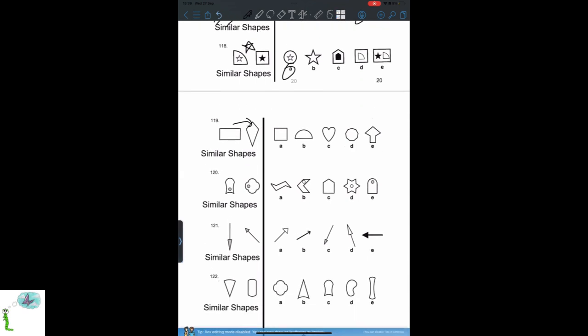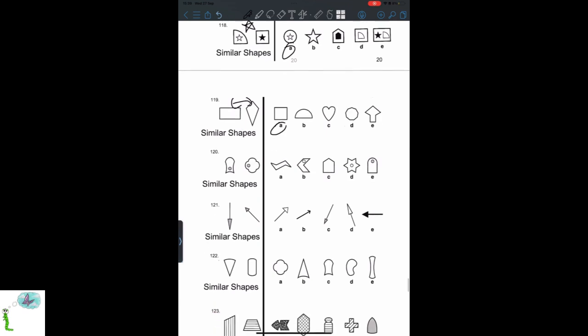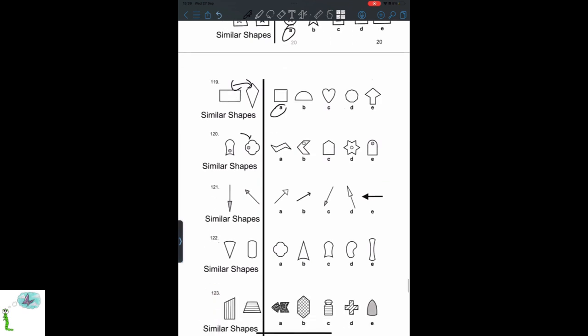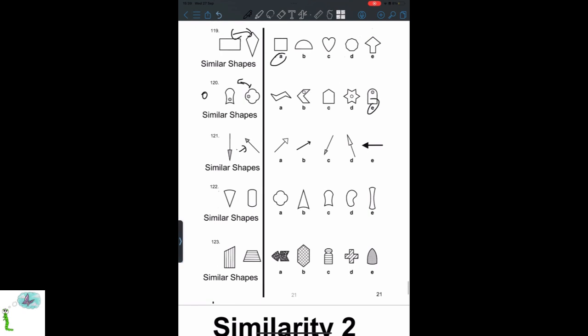What's similar between these two? They both have four sides. Which one has four sides? A. What's similar between these two? They both have a grey circle. Choose the one with the grey circle. What's similar between these two? Both grey arrows. So choose the one with the same pattern.